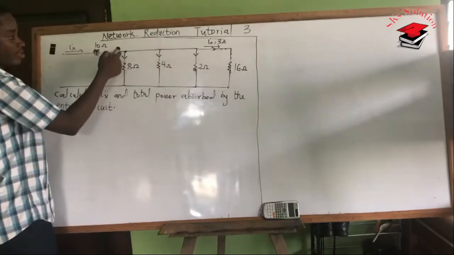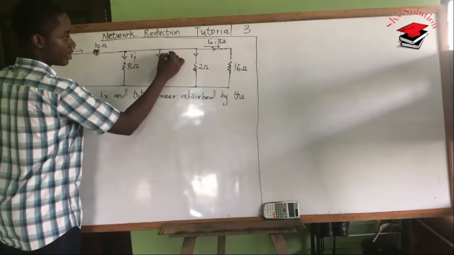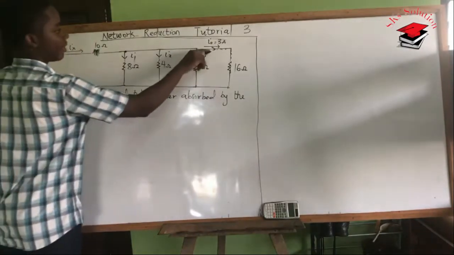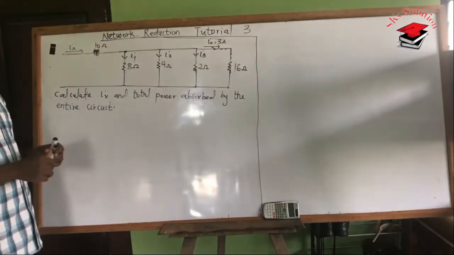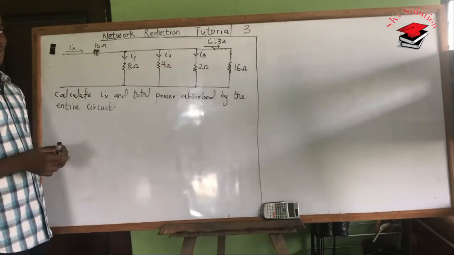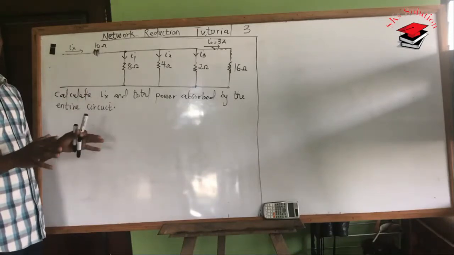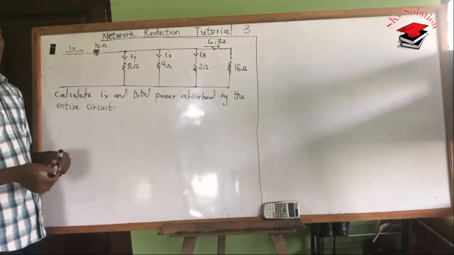So let's say the current on this branch, let's name it I1. Let's say this is I2. This is I3. And the current on this branch is I naught. So we can apply the idea of KCL, Kirchhoff's current law. That is, the sum of currents entering a junction is equal to the sum of currents leaving that particular junction at the same time. At a particular moment, the sum of currents entering is equal to the sum of currents leaving.